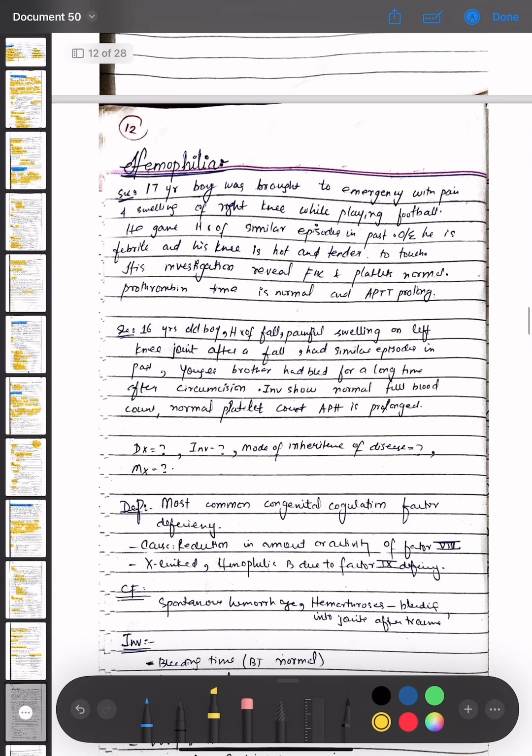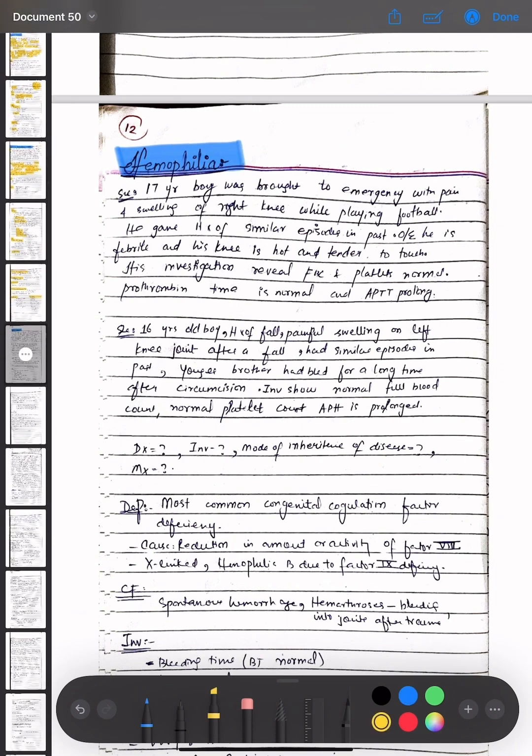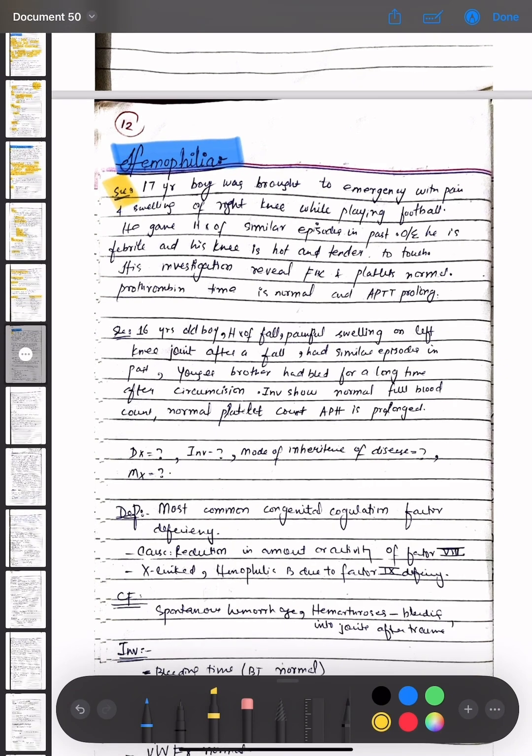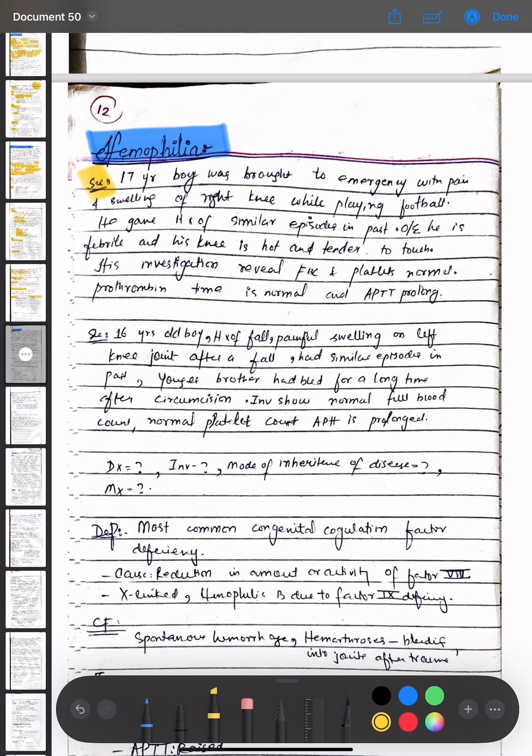Now coming to the next topic, that is hemophilia. We have a scenario of a 17-year-old boy who was brought to the emergency with pain and swelling of the right knee while playing football. He gave a history of similar episodes in the past. On examination, he is febrile and his knee is hot and tender to touch. His investigations reveal FBC and platelets normal, prothrombin time normal, and APTT prolonged.